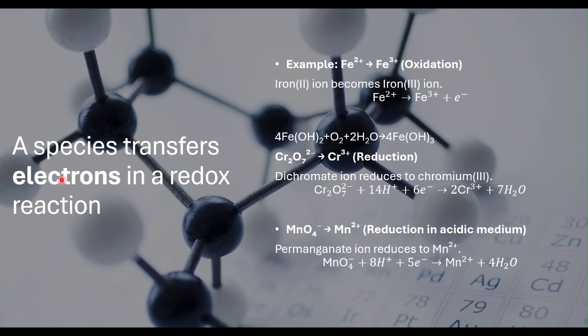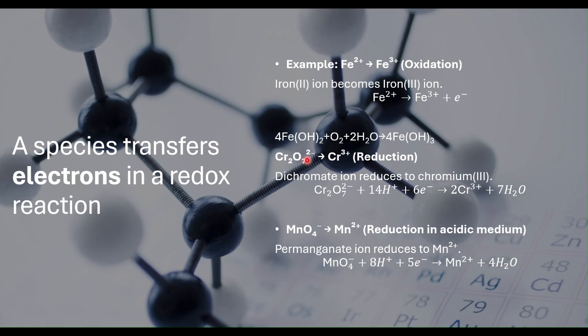So look at the redox reactions and the species that transfer electrons in a redox reaction. Say ferrous ion gets oxidized to ferric ion. How does it get oxidized? Because it loses one electron, so ferrous ion becomes ferric ion. In a real life scenario, you have ferrous hydroxide which will react with oxygen and water molecules to give ferric hydroxide, and this way it loses one electron and goes from 2 plus to 3 plus.